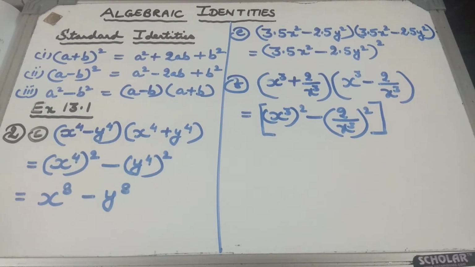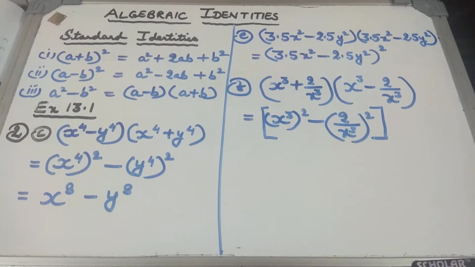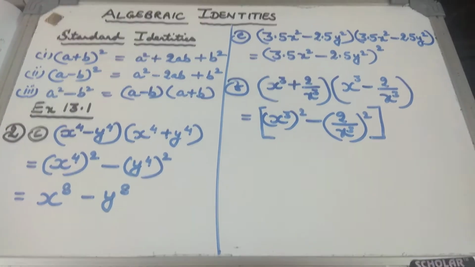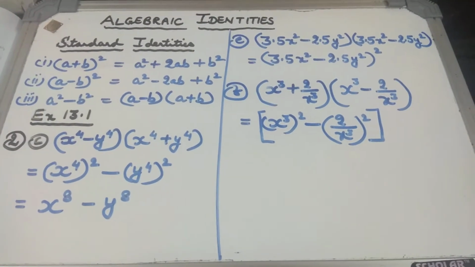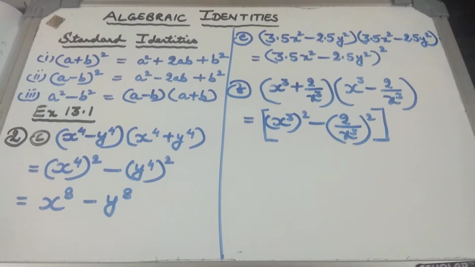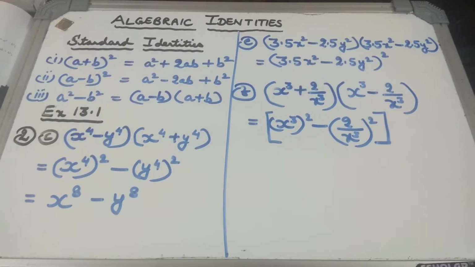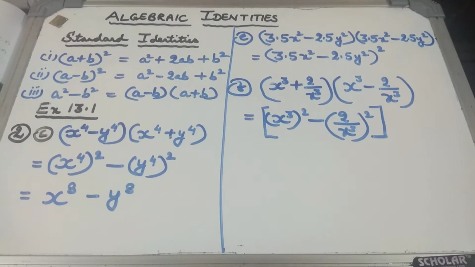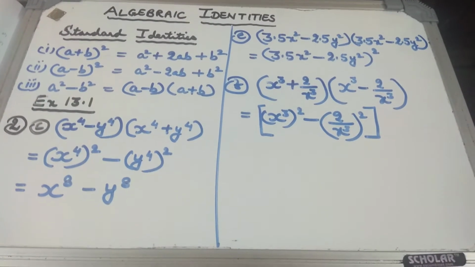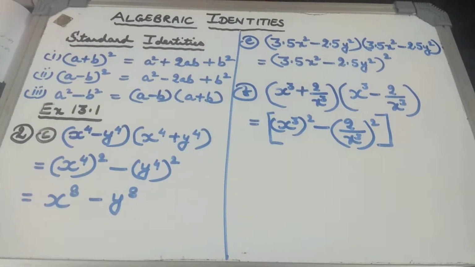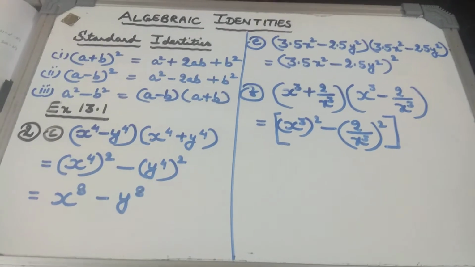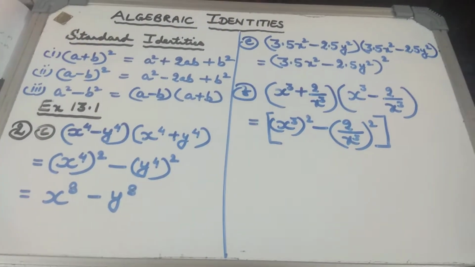Class 8 children, we are now going to do question number 2. We'll continue with the exercise 13.1. Now I am doing question number 2. Now in question number 2, actually they are using the reverse identity. That is, they are starting from right hand side and reaching to left hand side.